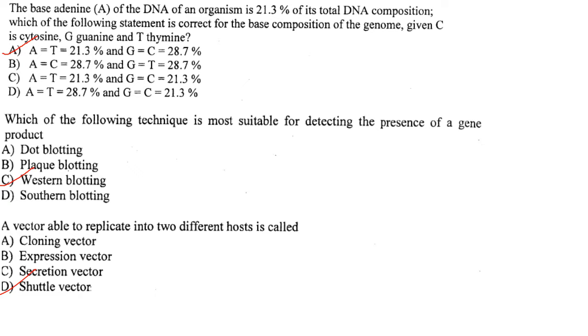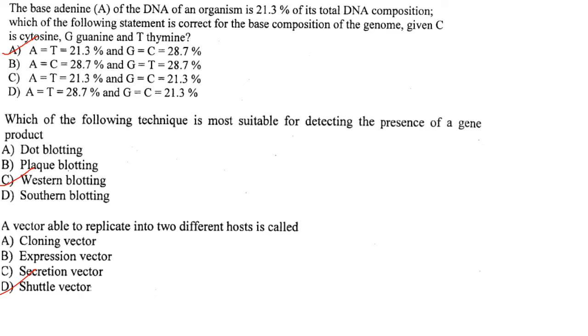Then the base adenine of a DNA of an organism is 21.3% of its total DNA composition. Which of the following statement is correct for the base composition of the genome given C is cytosine, G is guanine and T is thymine? So A and T will be equal to 21.3%, because adenine base pairs with thymine. GC content will be 21.3 plus 21.3, you will get 42.6. 100 minus 42.6 will give you 57.4. That will be the GC content. So G will be 28.7 and C will be 28.7. So the answer will be option A, that is A equal T equal 21.3, G equal C equal 28.7.